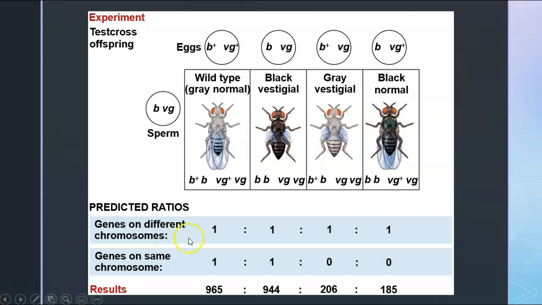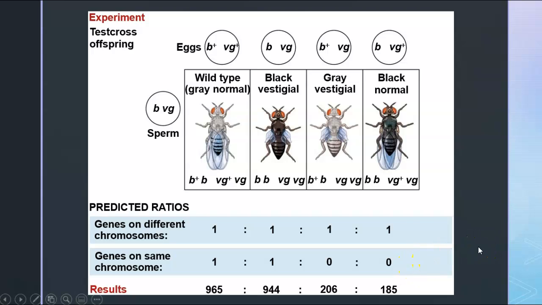Okay, you would expect, if the genes were on different chromosomes, a 1-to-1-to-1-to-1 ratio of all of those things. And if they're on the same chromosome, you would expect to have more, or some always, of the parent genotype or phenotype, and none of the non-parental phenotype. What he found was that most of them had the parental phenotype, but there were some that did not have that. So there was some kind of recombination going on there.